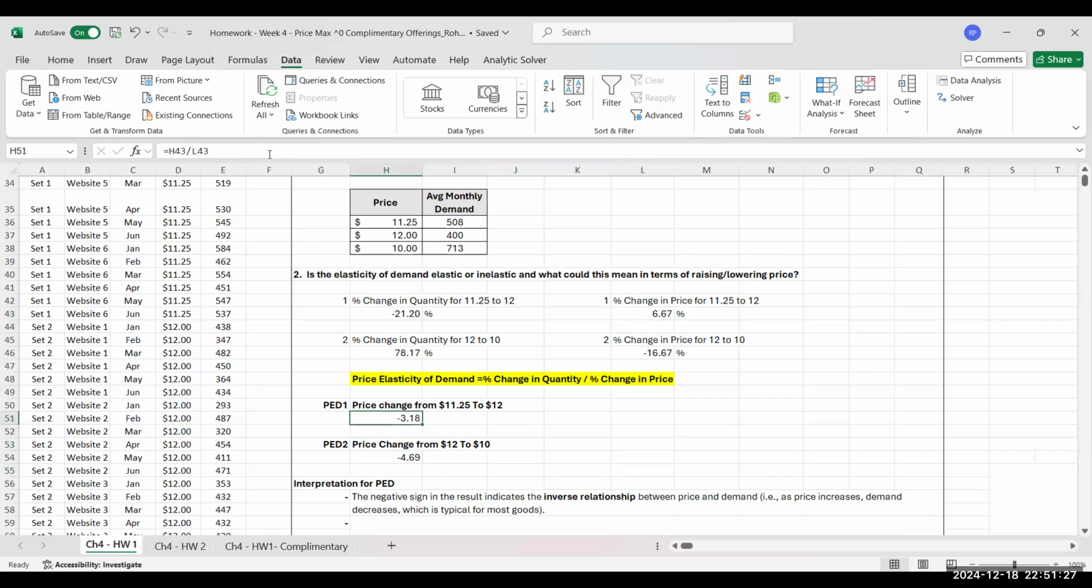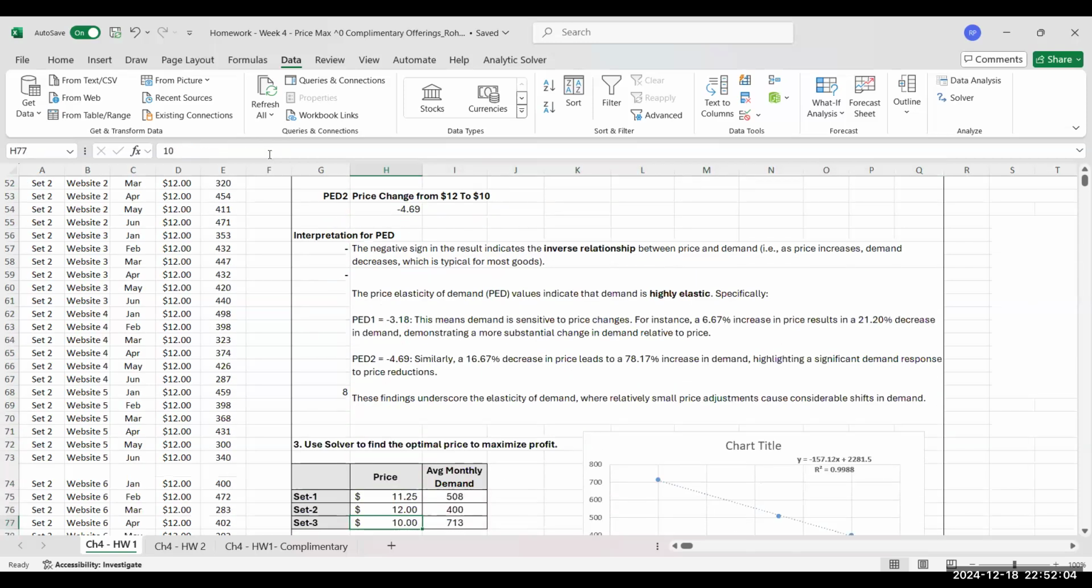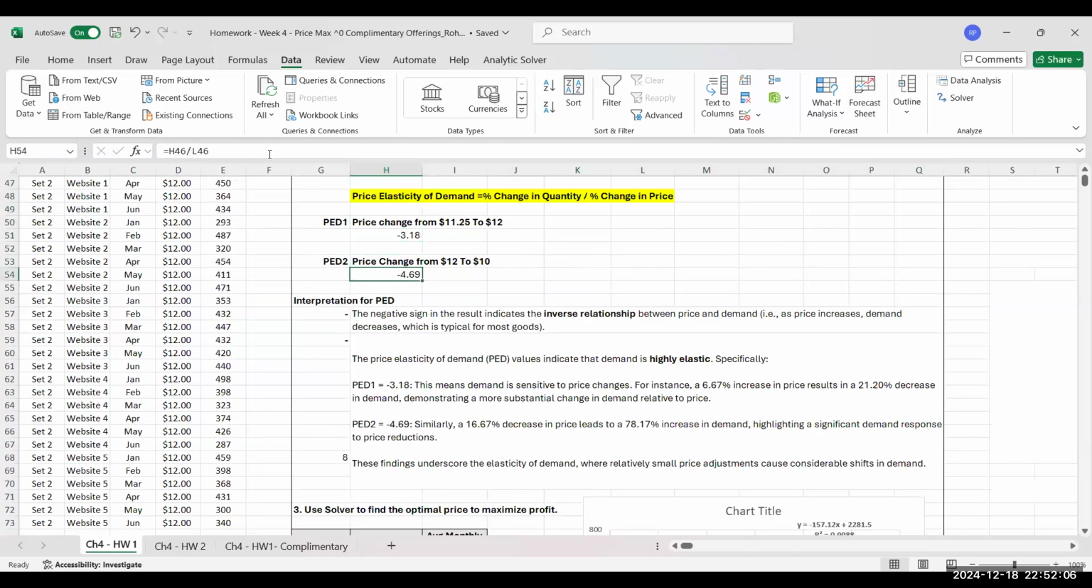Right. So same way I have done, and this is the price elasticity of demand for the $11.25 to $12 price changes. So I'll show you again. I'll take this off. So what I have used here is the change in the quantity, which we have here, divided by the price change percentage. So it shows the 3.18 percentage in the price elasticity of demand. Basically, it shows 3.18, same way I have done it over here too.